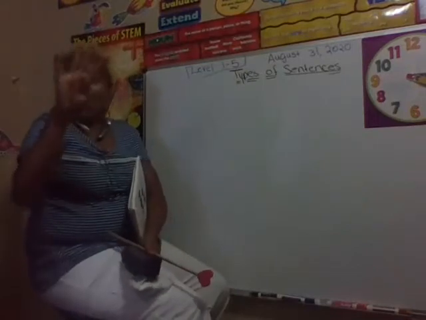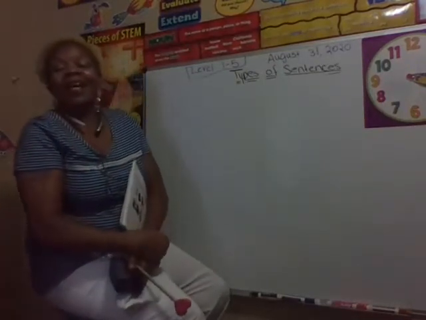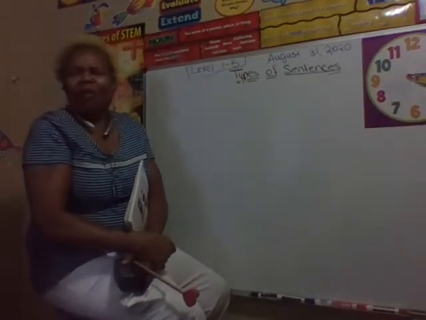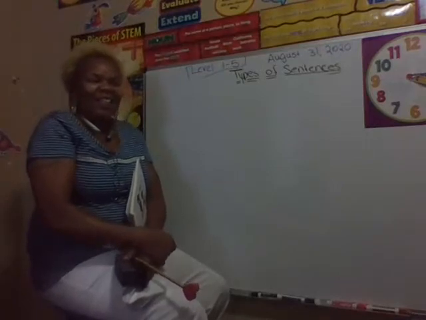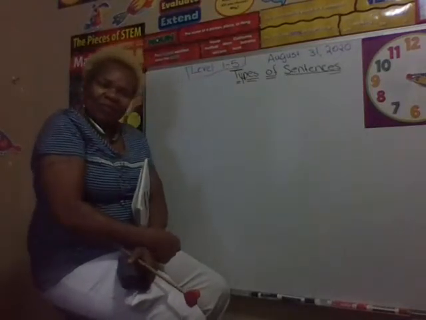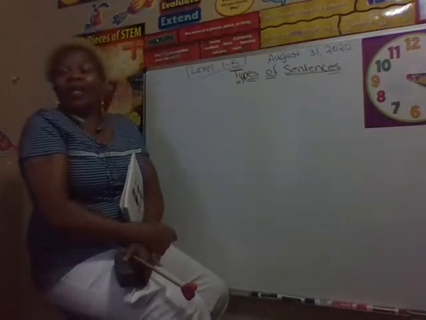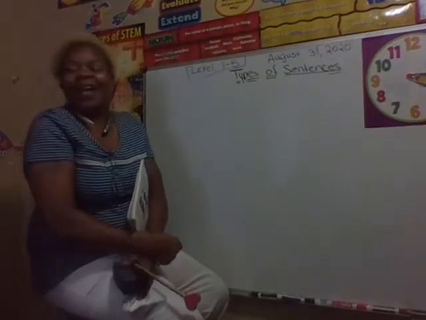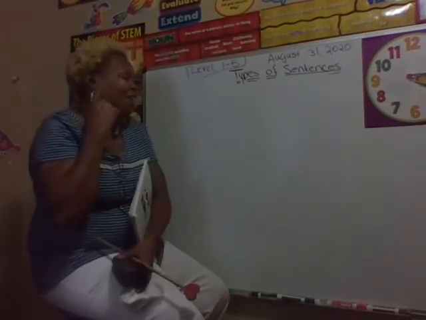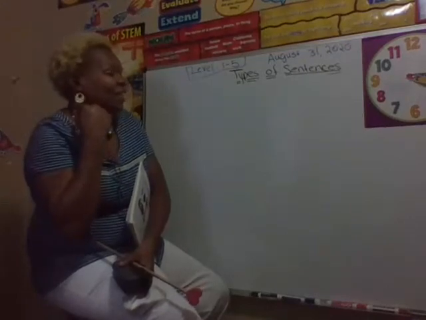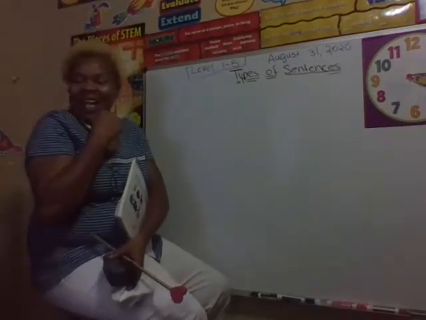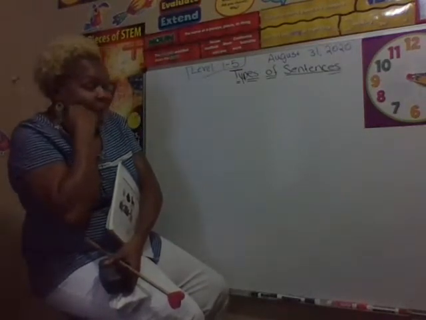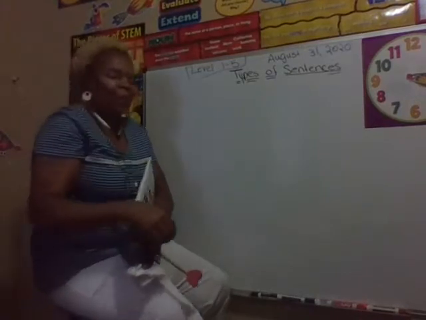There are four types of sentences. Last time. Can you name them? Do you know them? Ready? Declarative makes a statement. Imperative gives a command. Exclamatory shows excitement. Interrogative asks a question. Let's go to the board.